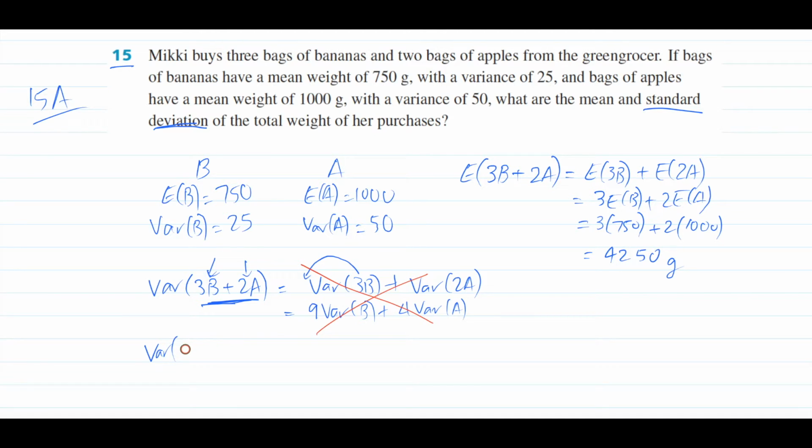So what is happening is not Var(3B plus 2A), it's actually Var(B1 plus B2 plus B3 plus A1 plus A2). So that's bag number 1, bag number 2, bag number 3 for bananas, plus A1 plus A2. This is actually what's happening, and that's actually what's happening for expected value as well. But for expected value, don't worry, it's the same thing. For variance, it's actually different.